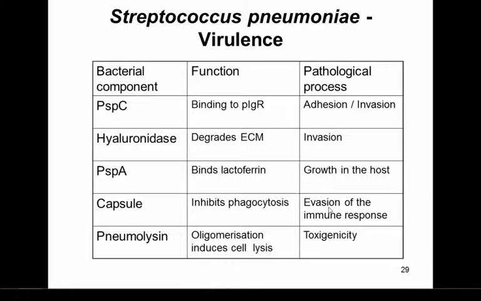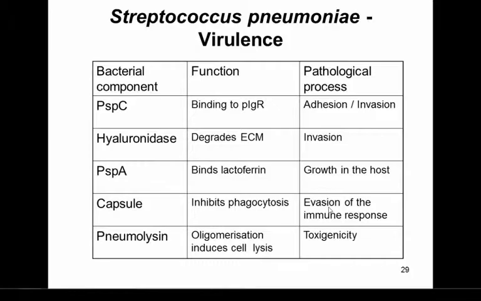So that's the pathology. That's how we can identify the bacterium and control or prevent infection. What are the different steps in the pathogenic process? Adhesion and invasion. This is mediated by pneumococcal surface protein C, PspC, and it works in a very clever way.